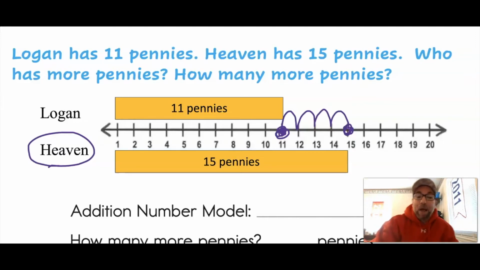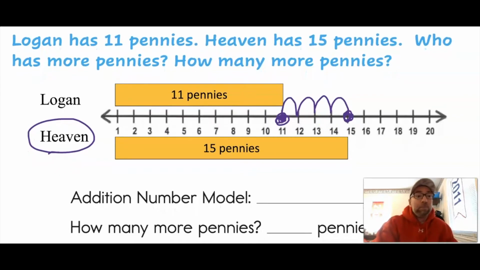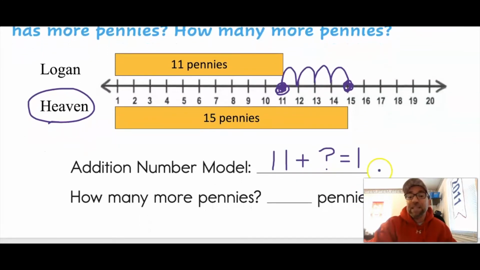Now, our addition number model, well, we started with the number 11. That's our smaller number. That's the number we put in the rock. And we counted up a mystery number. We just didn't know how many more. And then we stopped when we got to the number 15. 11 in the rock, 12, 13, 14, 15. How many more pennies? 4 more pennies. That's called counting up. Awesome job.